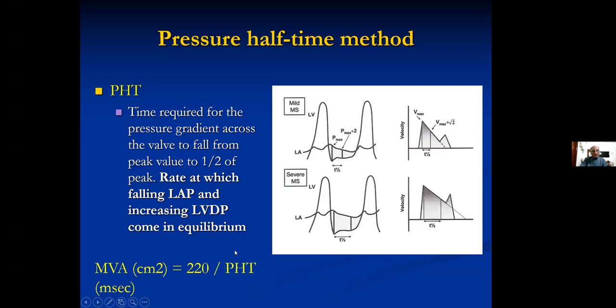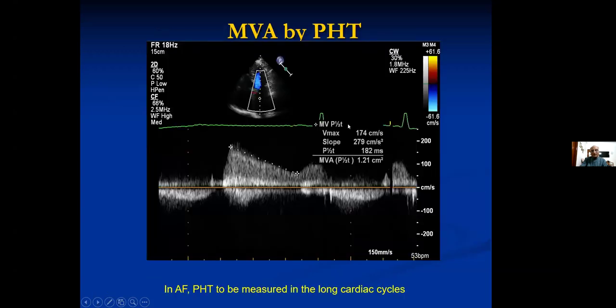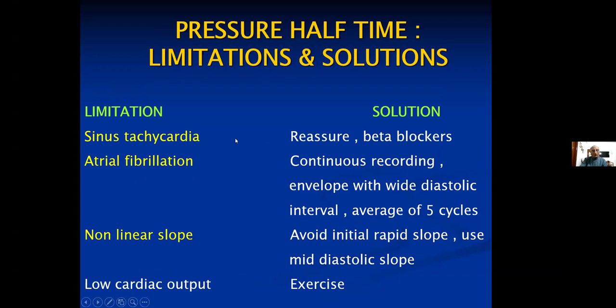And automatically the machine gives you 220 by pressure half time. Your aim is to get a good Doppler envelope and just measure it, and it will give you the correct area. For example, here you see it gives you the pressure half time. And as mentioned, in atrial fibrillation, always measure the long cardiac cycles, which we will tell you just now. These are only those limitations which we see in our day-to-day practice. I'm only highlighting those, and believe me, these are the problems you will face.